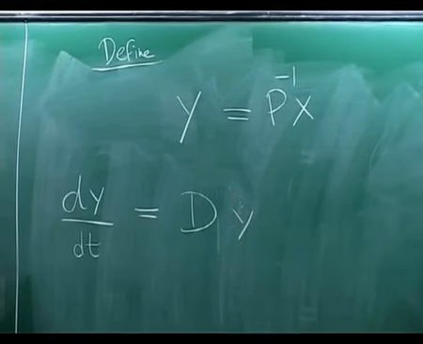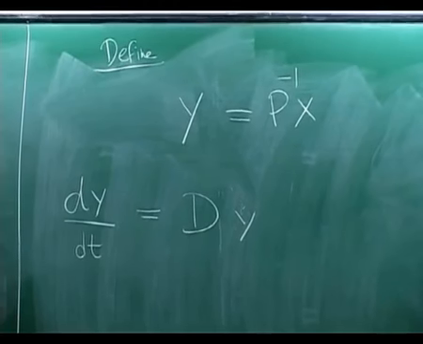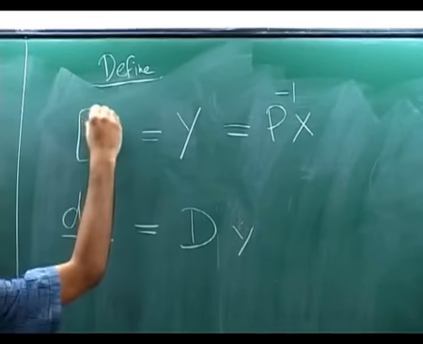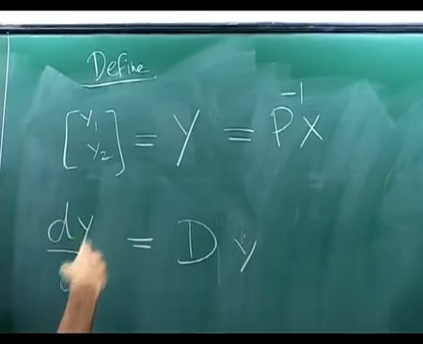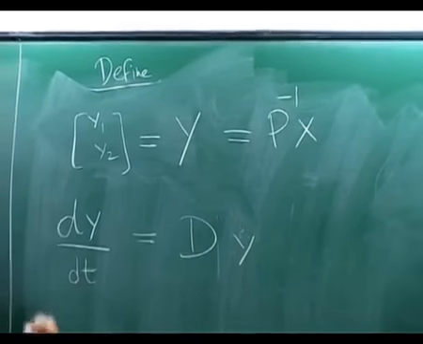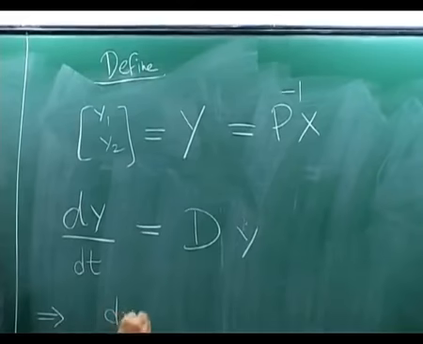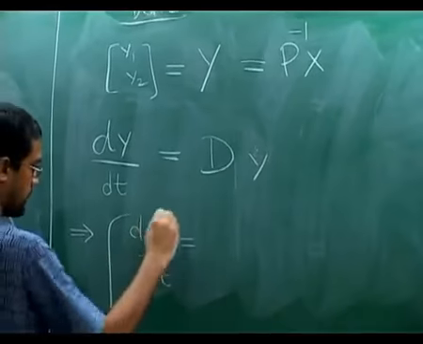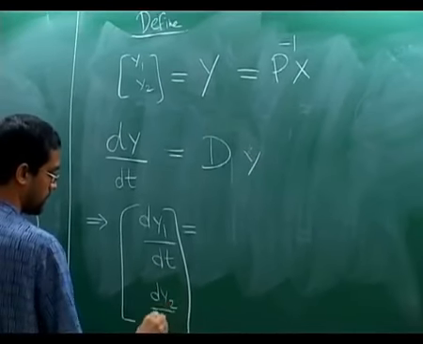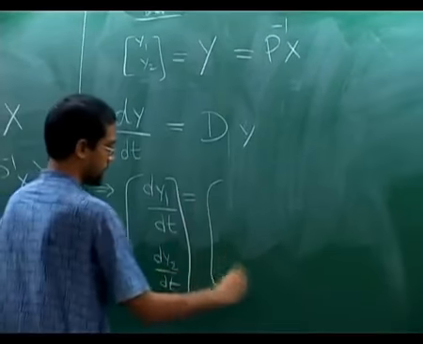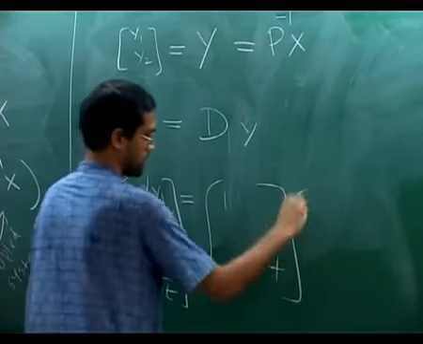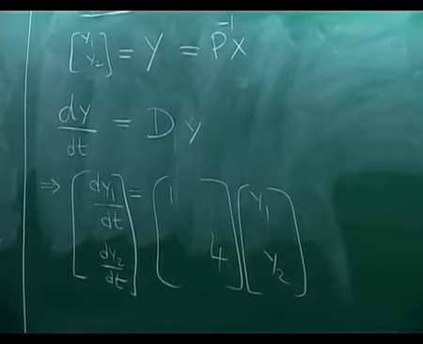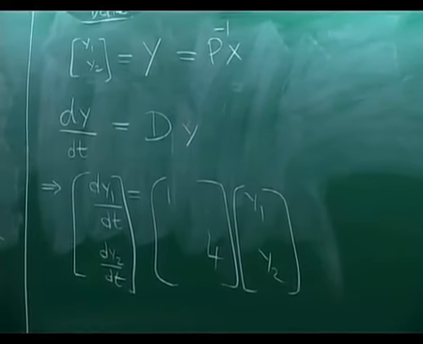Okay, my equation now becomes dy by dt equals diagonal matrix times y. Let's write this out fully. When I say y, again there are two components. So now I will expand this equation back in terms of the two components. This means dy1 dt, that's the first component, and dy2 dt. D is the matrix consisting of 1 and 4. So d by dt of y is what I have written.